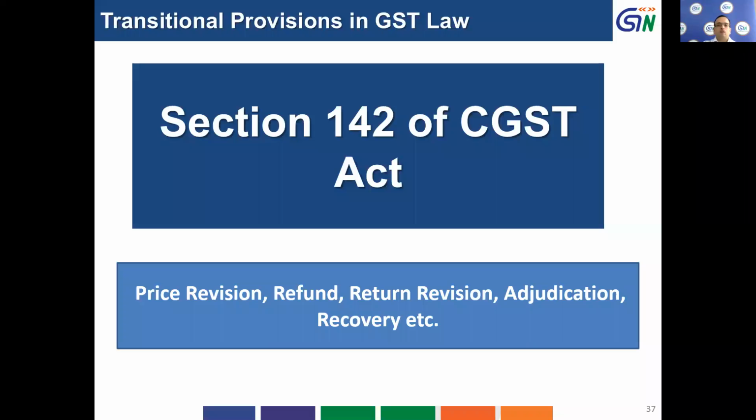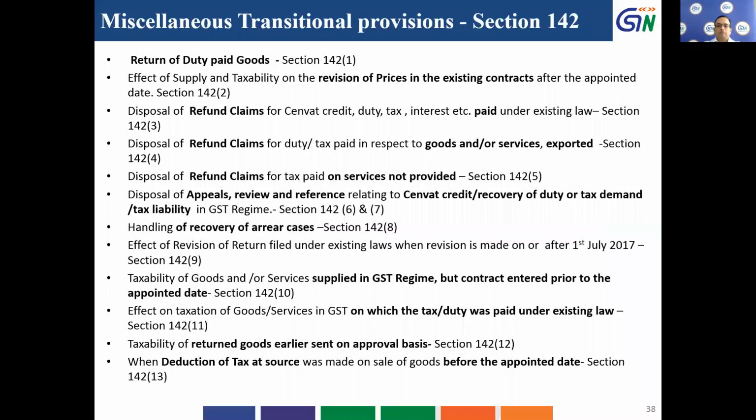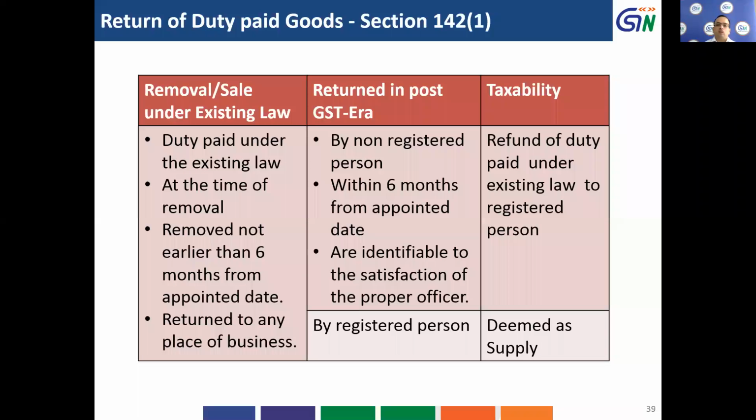Now we will come to section 142 of the CGST Act, which talks about price revision, refund, adjudication, etc. This gives a brief snapshot of what is being covered under section 142. We will first discuss section 141, the return of duty paid goods. If there is a removal of goods on which duty was paid under the existing law at the time of removal, but that event has not happened 6 months prior to the appointed date, and it is returned to any place of business now.